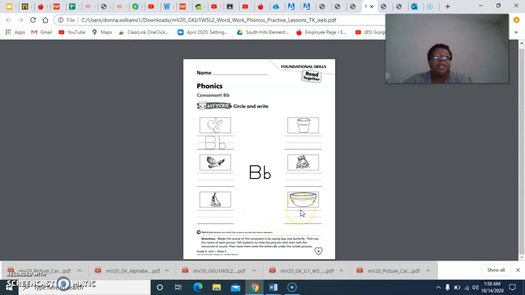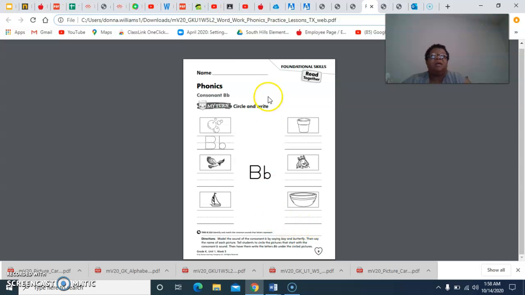The last picture we have, bowl, bowl, b, b, bowl. So we have the b, b. My lips went together. And if you notice with pot, my lips kind of go out a little bit. So b, b, bowl starts with what letter? Letter B. And what sound does B make? B, b, b. So you're going to write the capital B and the lowercase b.